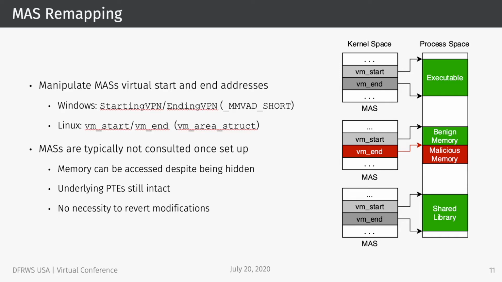Looking at the example on the right, the relevant area contains both benign and malicious content. So an adversary could simply alter the end address of the corresponding memory area structure to exclude the malicious range. And the nice thing about this technique is that memory area structures are typically not consulted once they have been set up. So a processor is able to access the respective memory despite being excluded in the memory area structure, as the underlying page table entries are still intact. So there's no need to restore these modifications to access the malicious memory.